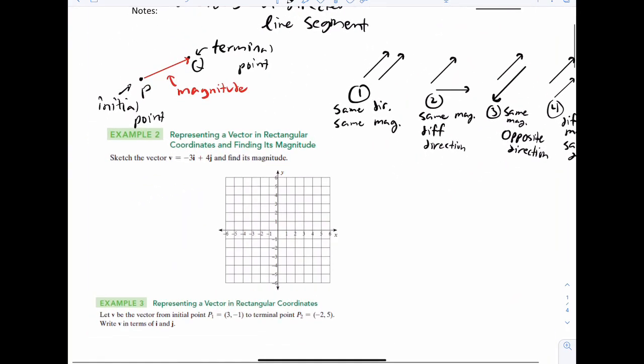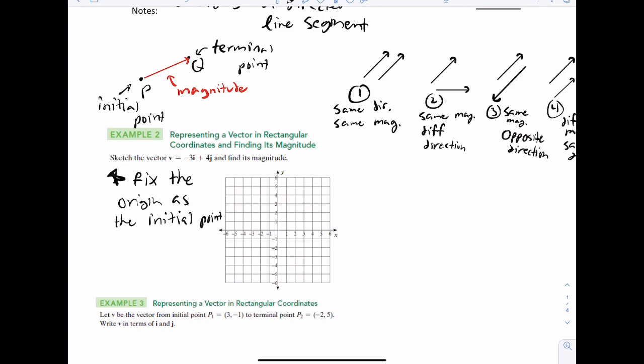So let's try it. Sketch the vector negative 3i plus 4j. Okay, so to do this, the first thing to note is we're going to fix the origin as the initial point. You don't have to do this, but it does make it easier. So I'm just going to put a dot right there at the origin.